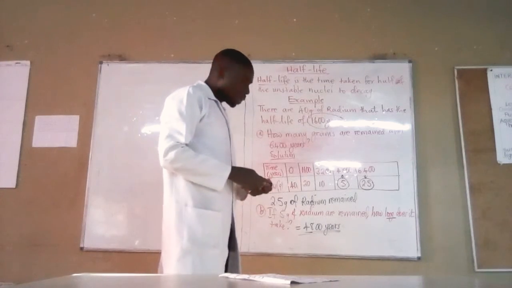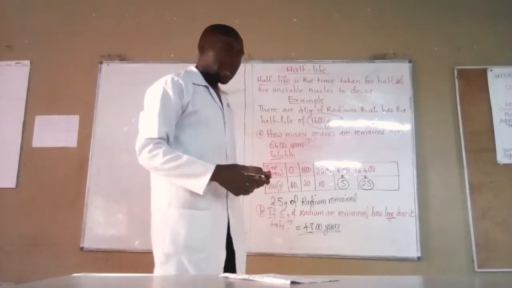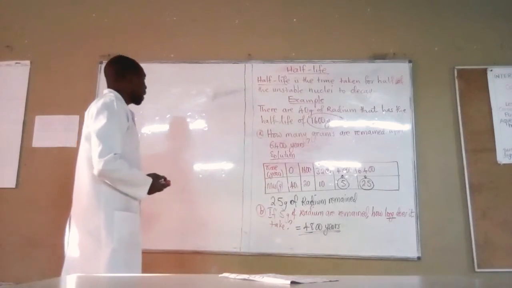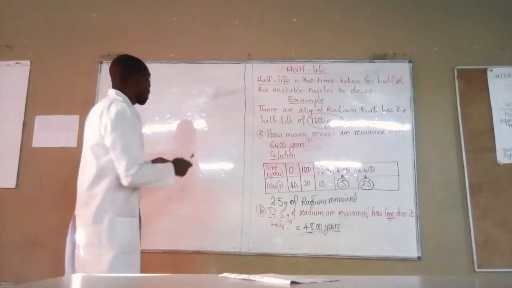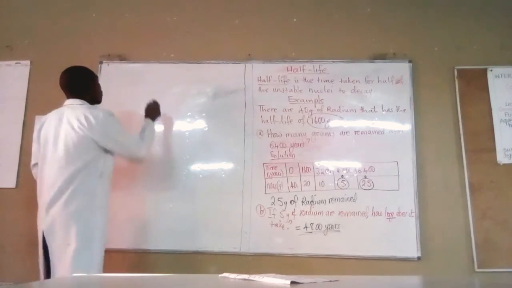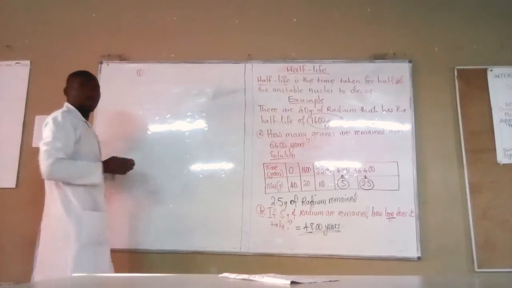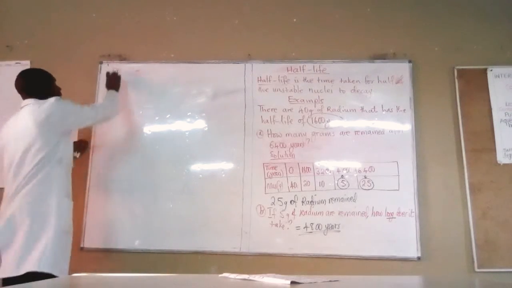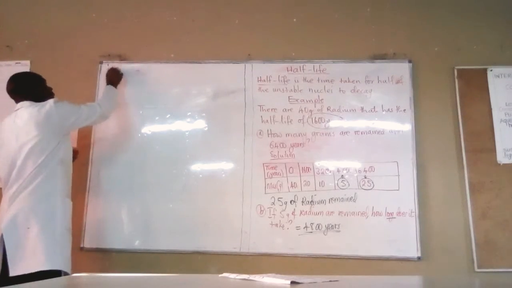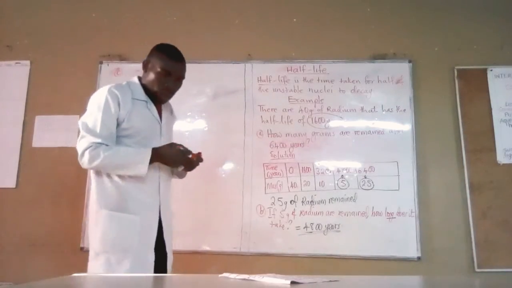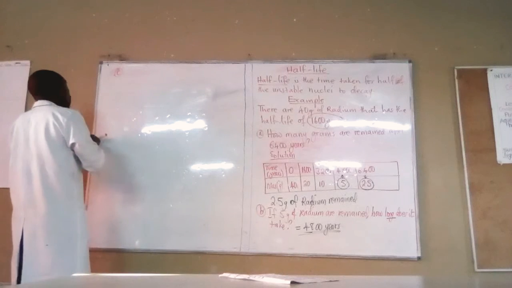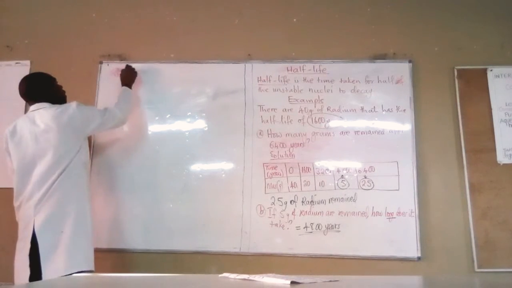Now, at this moment, we have to draw a curved diagram. So how does that come in? We are going to come to question C. Question C says draw a decay curve to represent the information. So we are going to draw a curve.